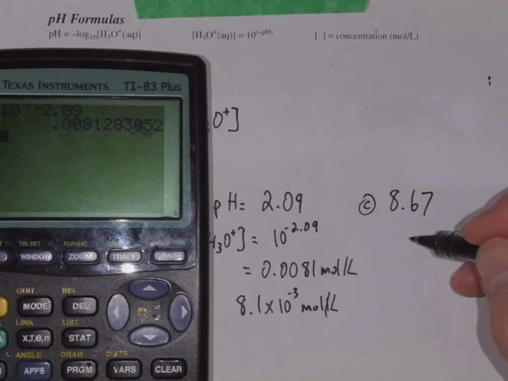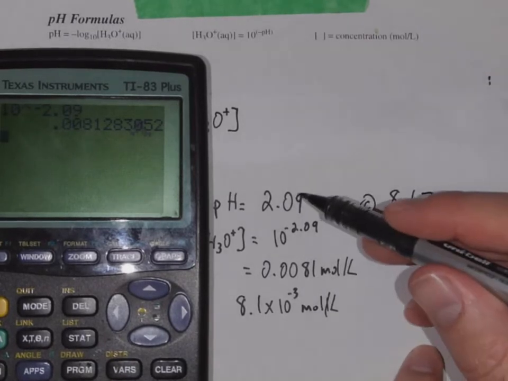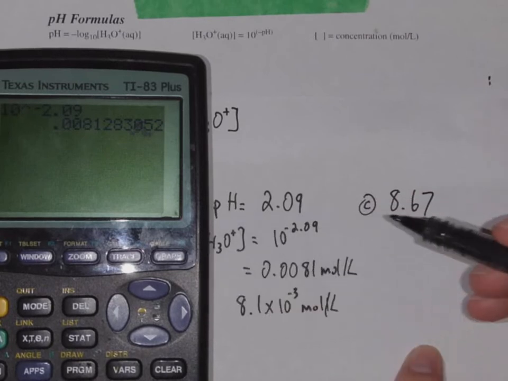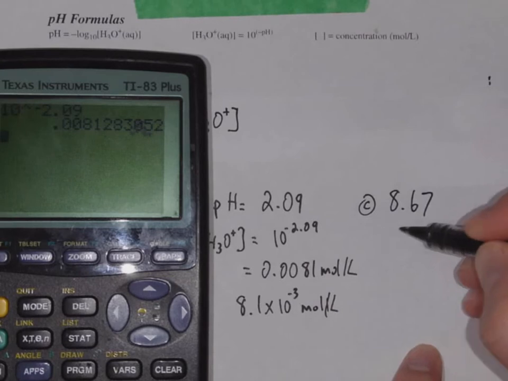Okay, the last one we have is now getting into a basic pH. So here we were acidic. The first question we were neutral, and now we're into basic. And afterwards we're going to compare all of these.